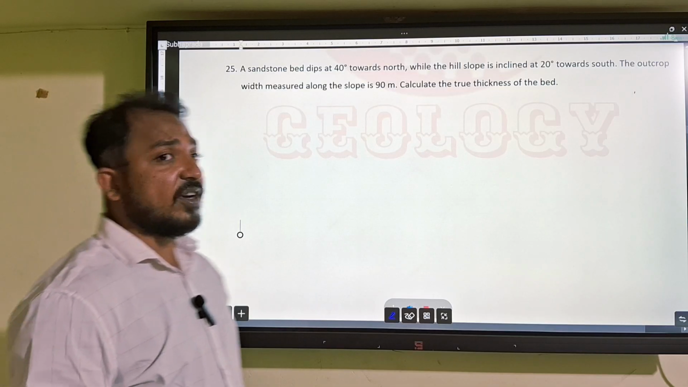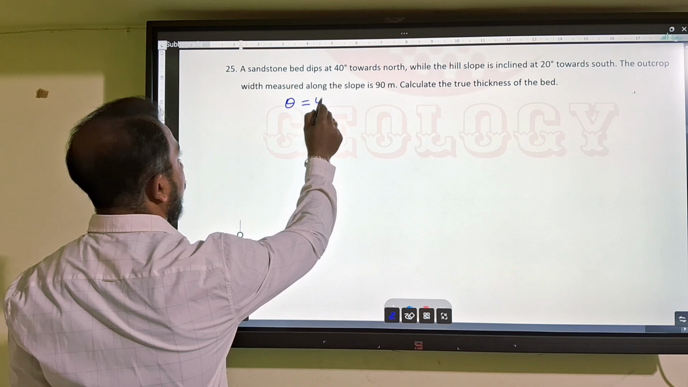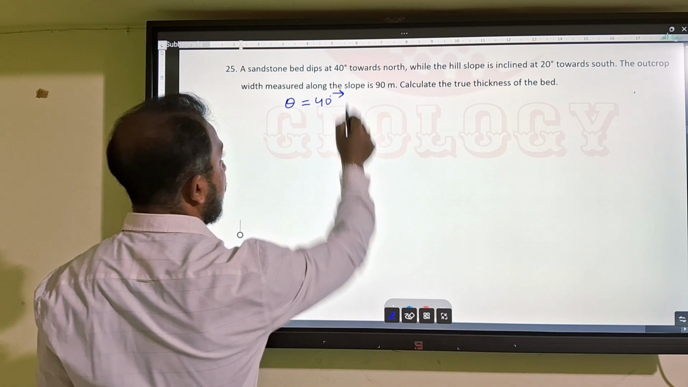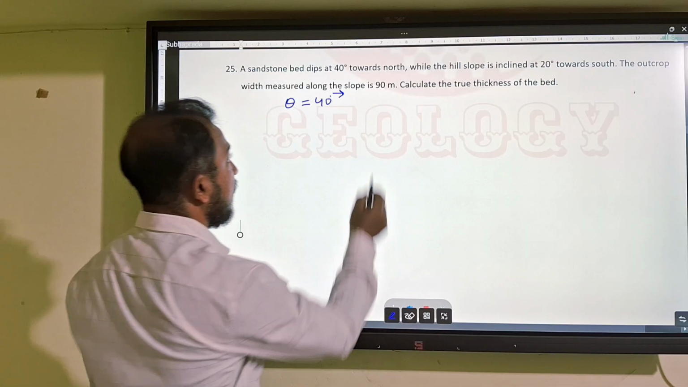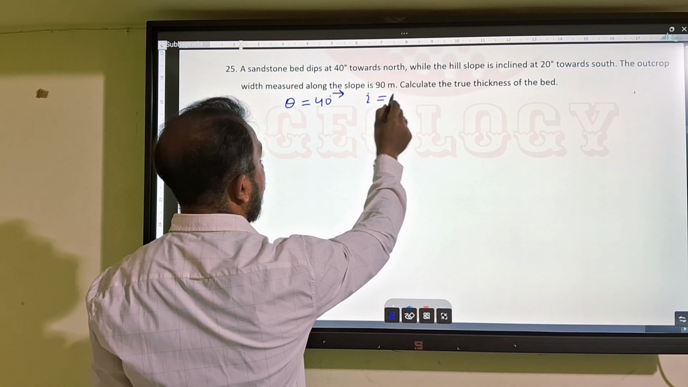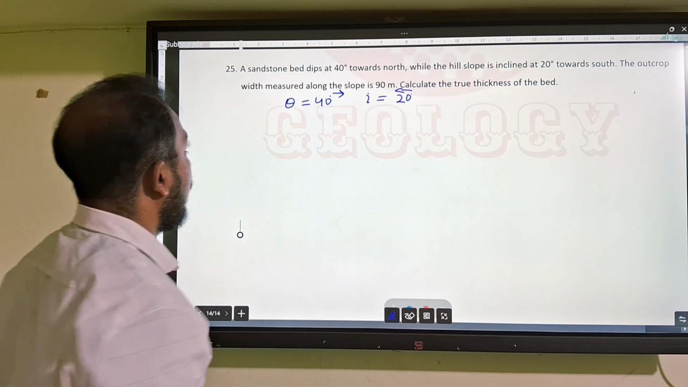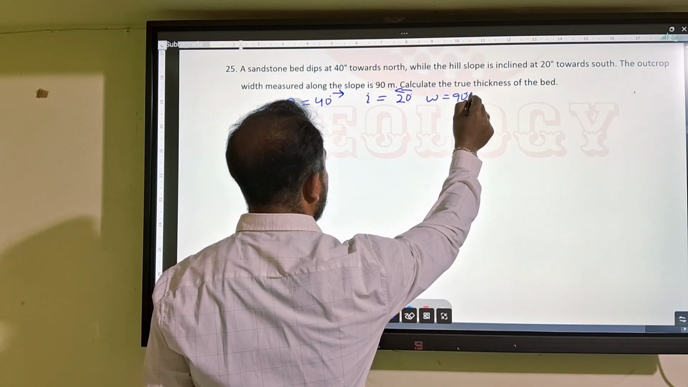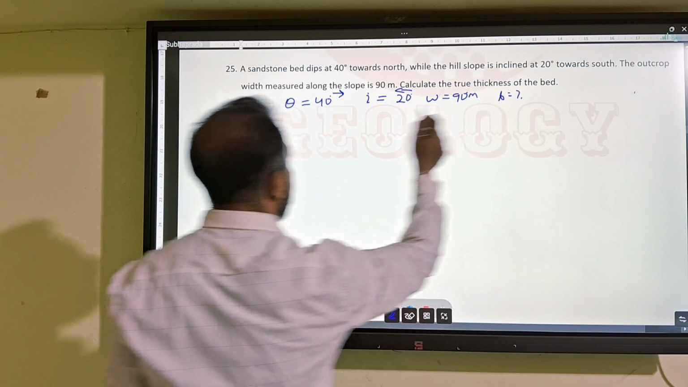A sandstone bed dips at 40 degrees towards north, so here theta is given as 40 degrees, while the hill slope is inclined 20 degrees towards south. So now they are dipping in opposite directions, so I equals 20 degrees. The outcrop width W is measured as 90 meters. Then you have to calculate the true thickness of the bed.